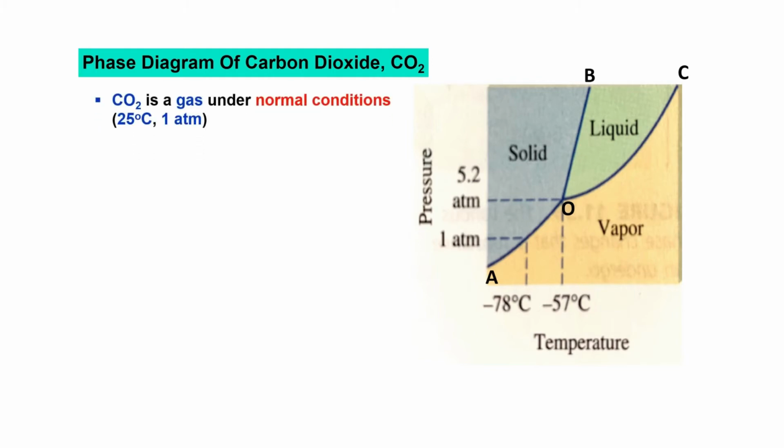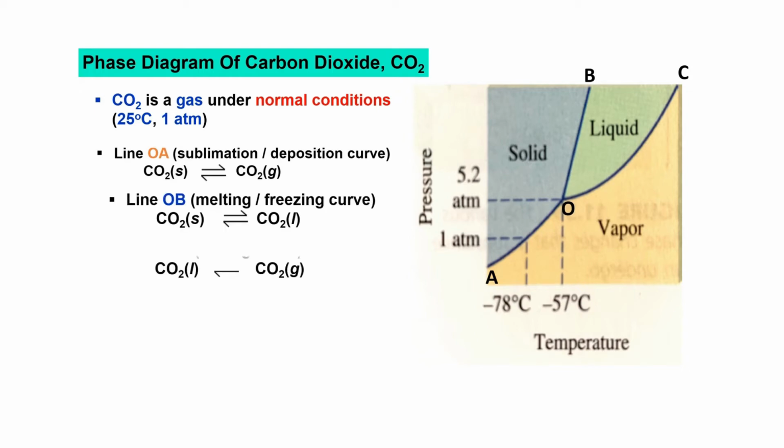From this phase diagram, we can see that carbon dioxide is a gas under normal conditions. What is the meaning of normal conditions? It means at 1 atm. So look at line AO. Line AO we call the sublimation curve or deposition curve. It shows carbon dioxide solid in equilibrium with carbon dioxide gas.